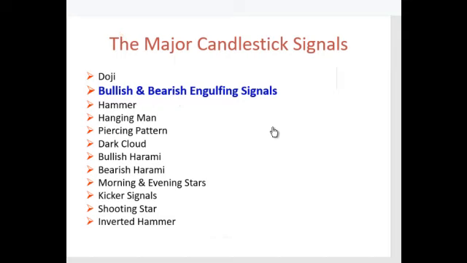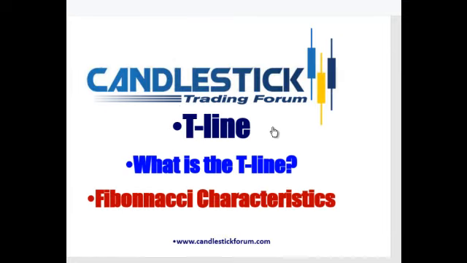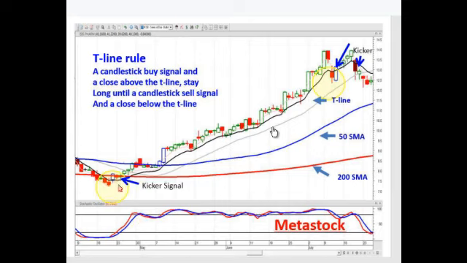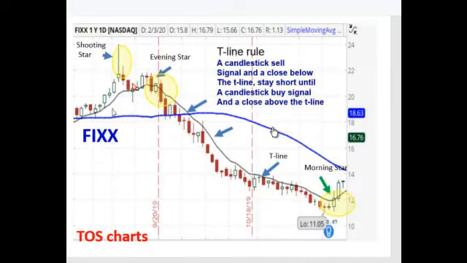So the first thing that we always want to enhance our trading or signals is the T-line. The Fibonacci characteristic that acts like a natural support and resistance level, that if we see a candlestick buy signal, we can stay long until we see a sell signal and a close back below the T-line. Conversely, on the opposite side, if we see a sell signal, we can stay short until we see a candlestick buy signal and a close back up above the T-line.